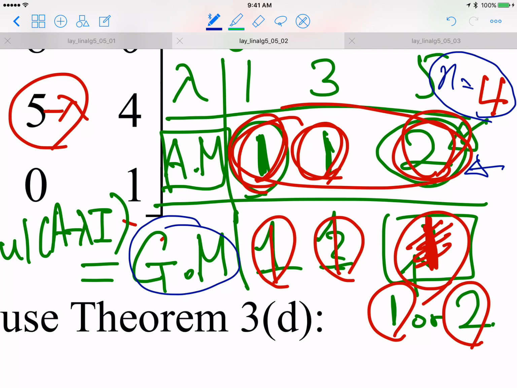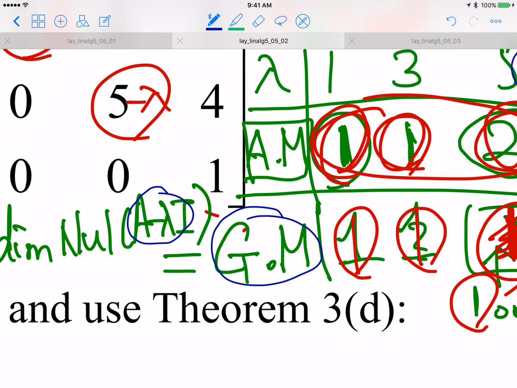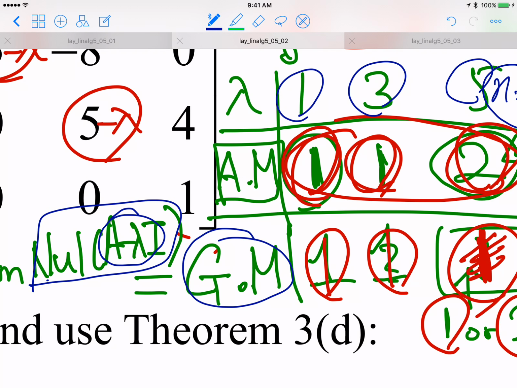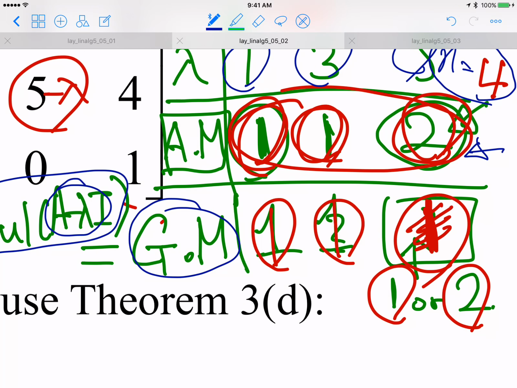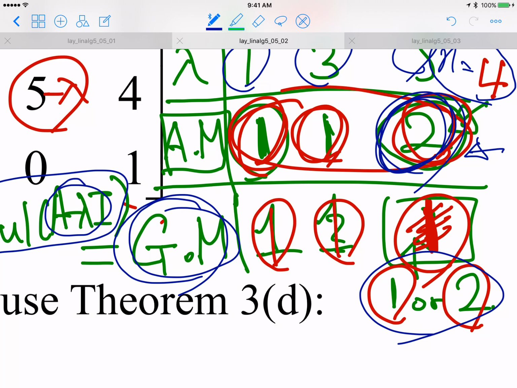And the geometric multiplicity, which is the dimension or the number of free variables of the null space of A minus lambda I, when lambda was 1, 3, and 5 respectively. This geometric multiplicity should be at least 1. But also, without the proof, I mentioned that the maximum dimension of this null space of A minus lambda I is the algebraic multiplicity. So it is 1 or 2.